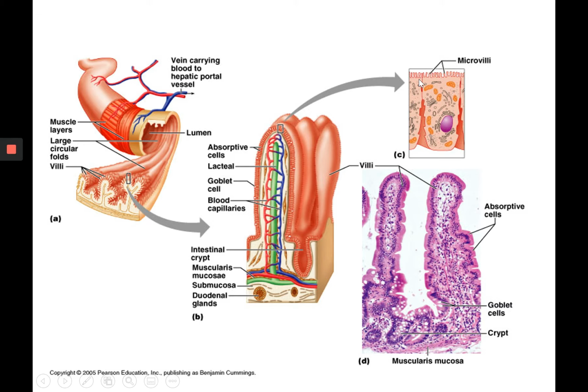So microvilli are located on cells. Villi are located on the mucosa, and circular folds are permanent folds of the submucosa, including the mucosa. Lacteals are inside, along with blood vessels, each villi. And what we're seeing here are folds upon folds upon folds that increase the surface area for absorption in the small intestine.